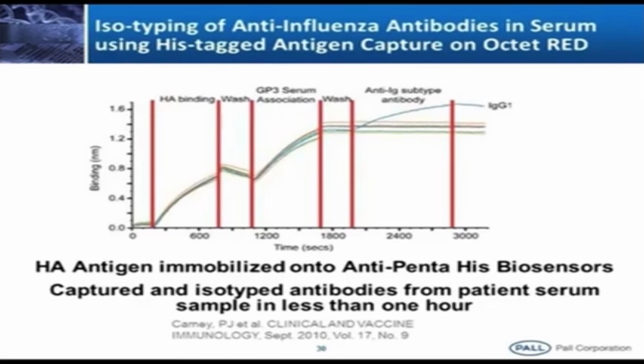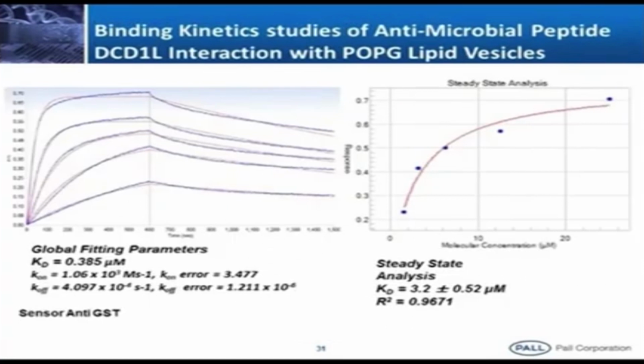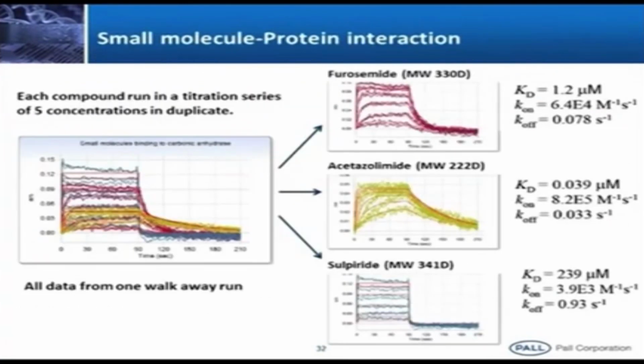This is an isotyping example, isotyping of anti-influenza antibodies in serum using histag antigen captured on Octet. If you look at this, there is only one which has an affinity towards that. The rest is baseline. This is lipid vesicles with respect to peptide. These are once again small molecule protein interactions.